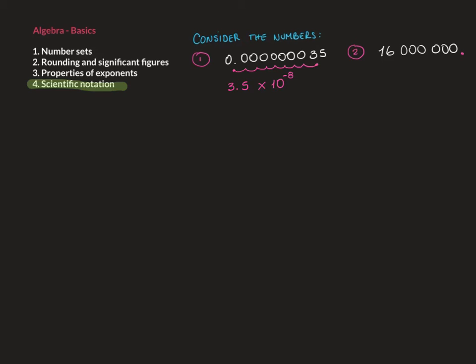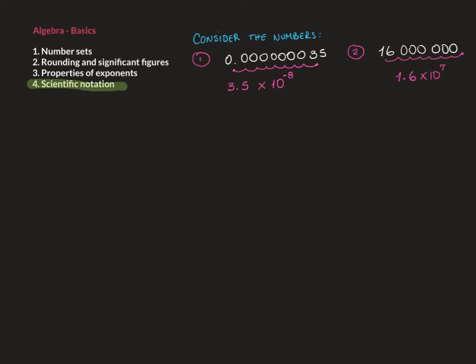In the case of the large number, our decimal point is right here. So if we want to write it in scientific notation, we have to move the decimal point to the left. 1, 2, 3, 4, 5, 6, 7 spaces. In this case, what we're doing is we're dividing by 10. So when I write 1.6, I actually divided by 10 7 times. So to account for this difference in size, I need to multiply by 10 to the power of 7.